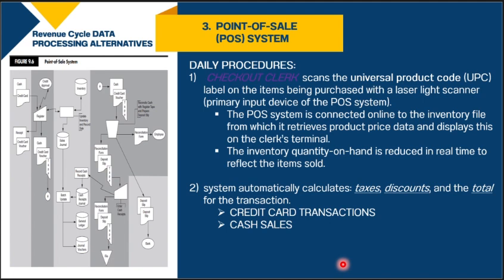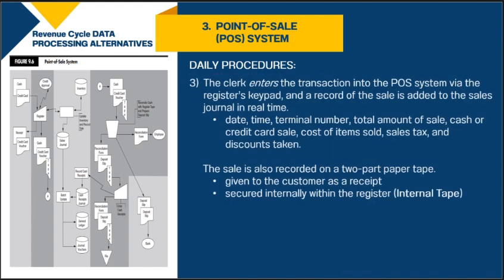Now, in the case of credit card transactions, the sales clerk obtains transaction approval from the credit card issuer via an online connection. When the approval is returned, the clerk prepares a credit card voucher for the amount of sale, which the customer signs. The clerk then gives the customer one copy of the voucher and secures a second copy in the cash drawer of the register. And for the cash sales, the customer renders cash for the full amount of sale, which the clerk secures in the cash drawer.